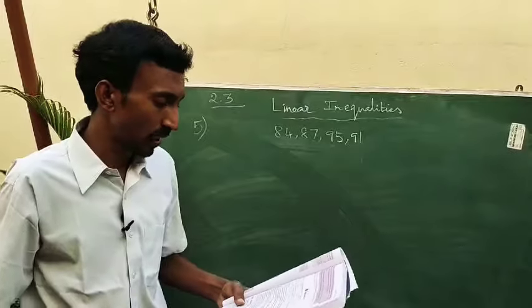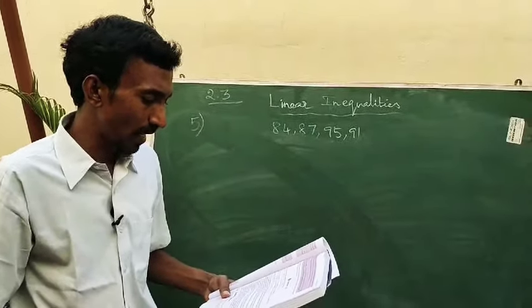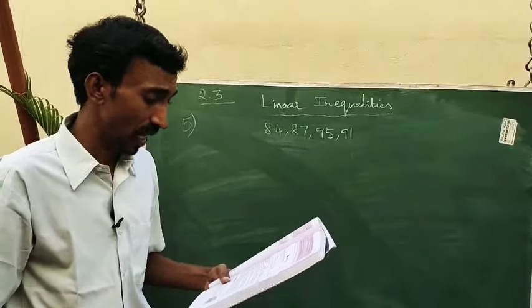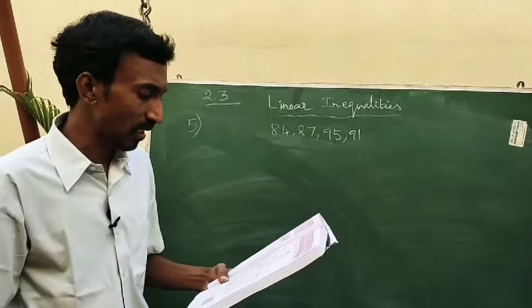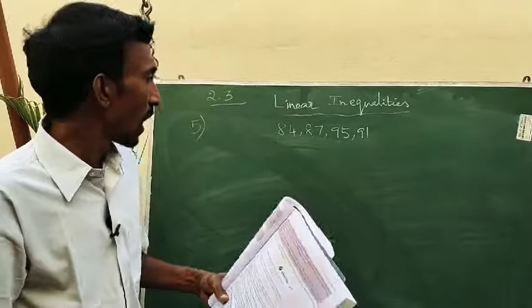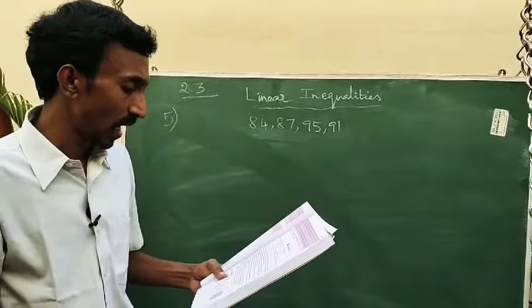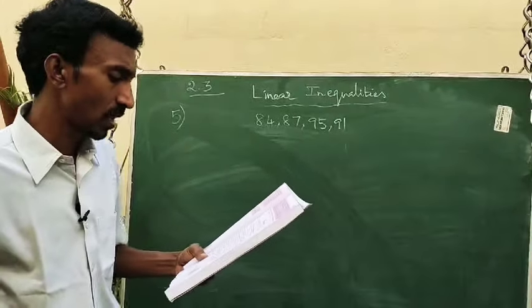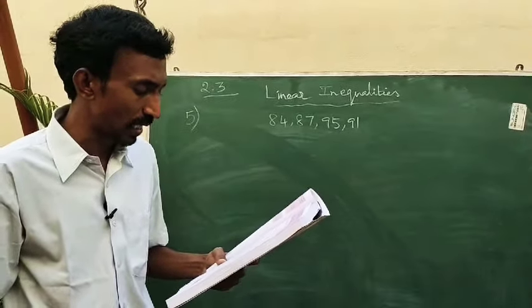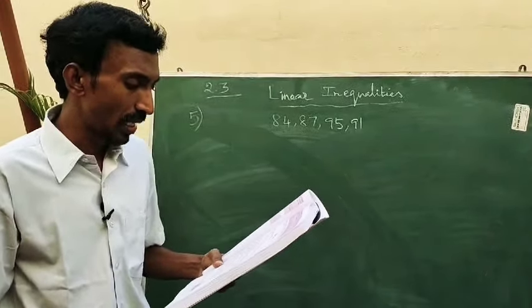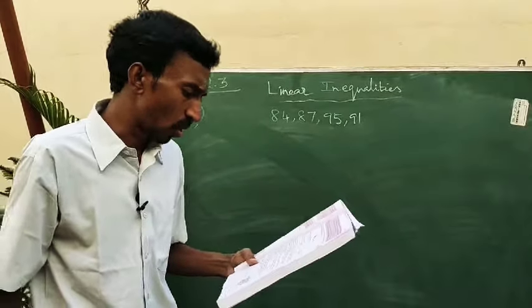Number 5 in exercise 2.3. To secure an A grade, one must obtain an average of 90 marks or more in 5 subjects, each of maximum 100 marks. If one scored 84, 87, 95, 91 in the first 4 subjects, what is the minimum mark one scored in the 5th subject to get an A grade in the course?